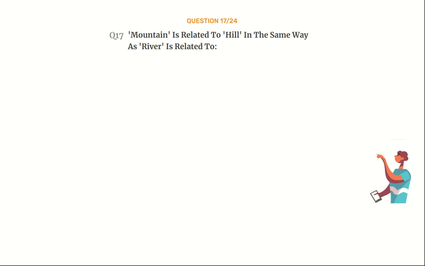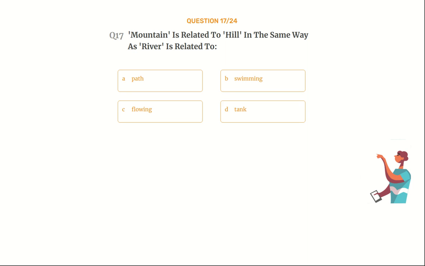Question number 17. Mountain is related to hill in the same way as river is related to. Option A. Path. Option B. Swimming. Option C. Flowing. Option D. Tank.